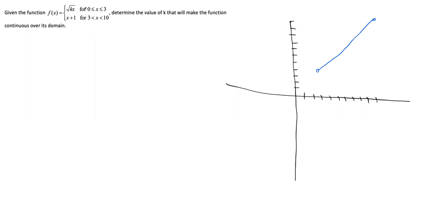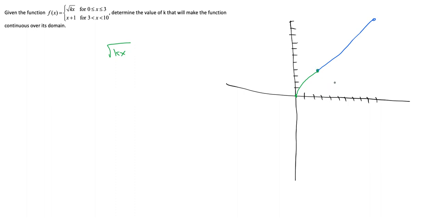Now what about for values of x between 0 and 3? Well, it's the square root of kx. The square root function we know looks a little something like this. This is just the square root of x. So essentially what we want to have happen is we need this function to look like this. That way this function is continuous.